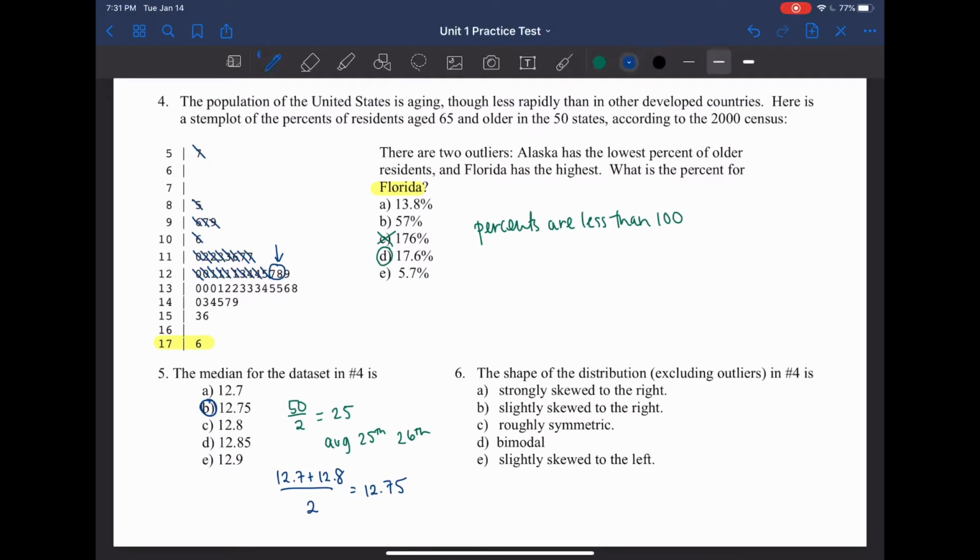All right, number 6 says the shape of the distribution excluding outliers. So excluding outliers, we're going to exclude this number right here. So if we exclude 5.7, looking at this distribution, I would say that that is roughly symmetric. So C would be the correct option here. It would be roughly symmetric.